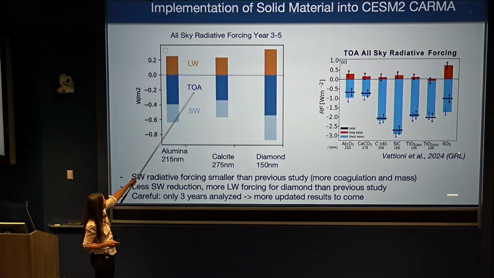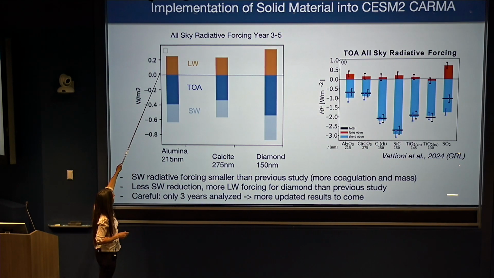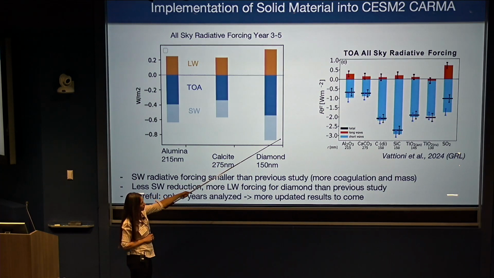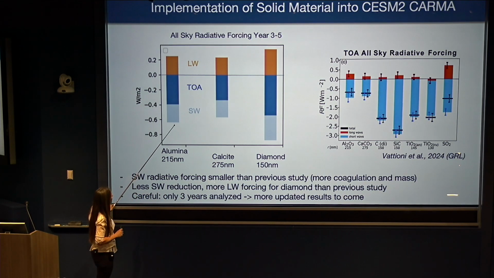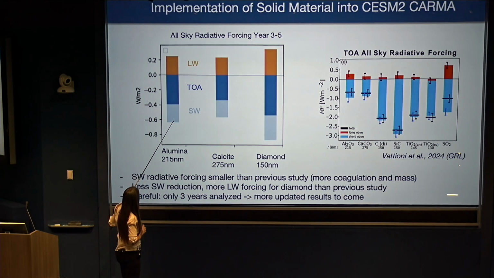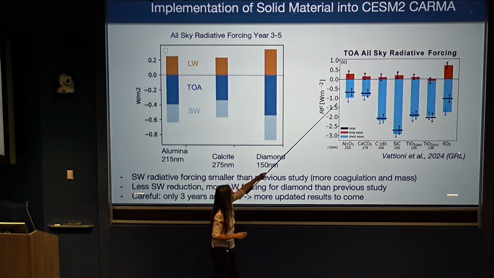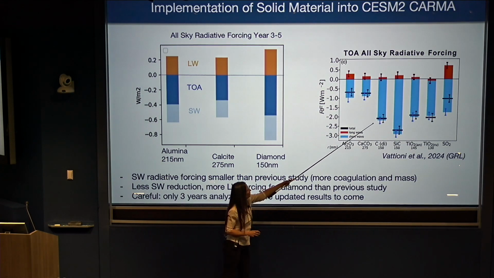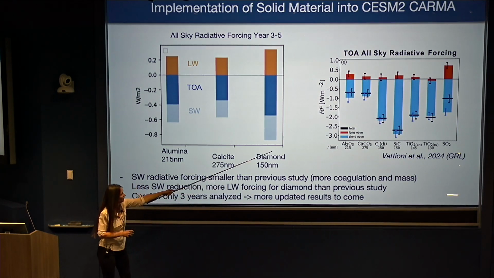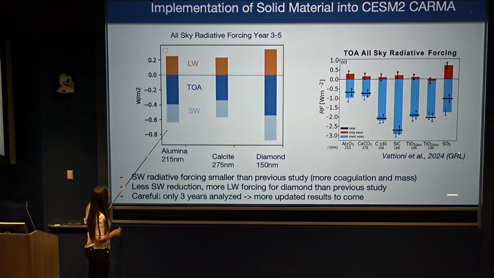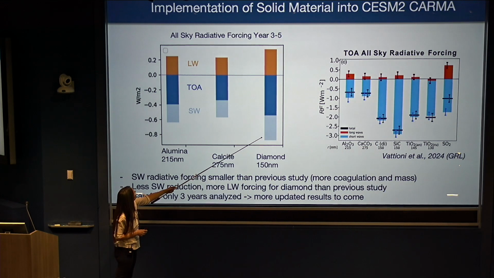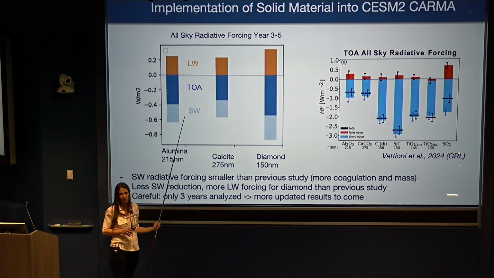In principle, this compares again the changes in the top of the atmosphere imbalance, longwave and shortwave components. And that also compares to what Sandro had done for similar studies. What you can see is that our shortwave component is a little less than what they found. Especially for diamond, because diamond goes down to minus something like 2.3, and we are not even at minus 1 watts per square meter. But again, this is only 3 years, so that could be a problem.